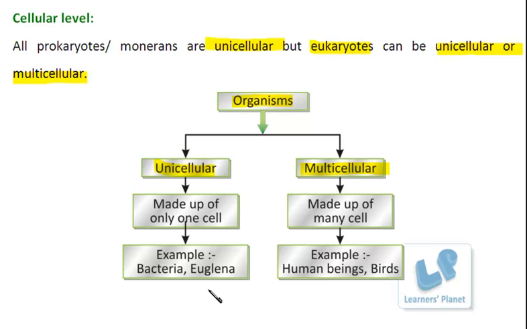Now, the next criteria to subclassify the organisms is the body organization. That means when these multicellular organisms are there, then what type of complexity is present among them? So that is the next further criteria for the classification.